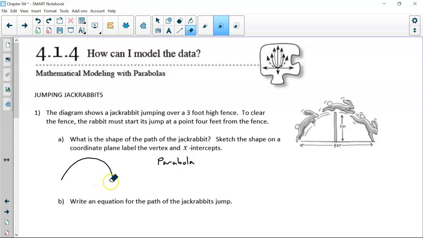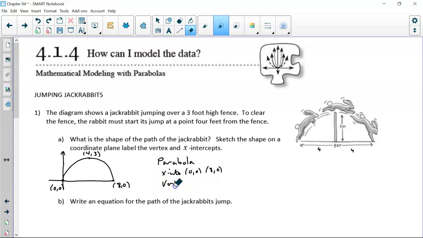Now, if we sketch this on the coordinate plane, to make it easier for ourselves we start the jackrabbit jumping at the point (0, 0), which means it would land at the point (8, 0). The vertex then, since it's going halfway, a distance of 4 feet on either side of the fence, reaching a height of 3 feet, would be (4, 3). So the x-intercepts would be at (0, 0) and (8, 0).